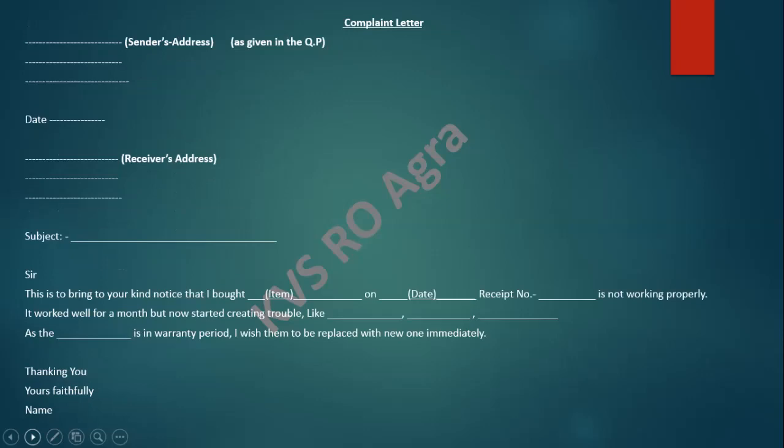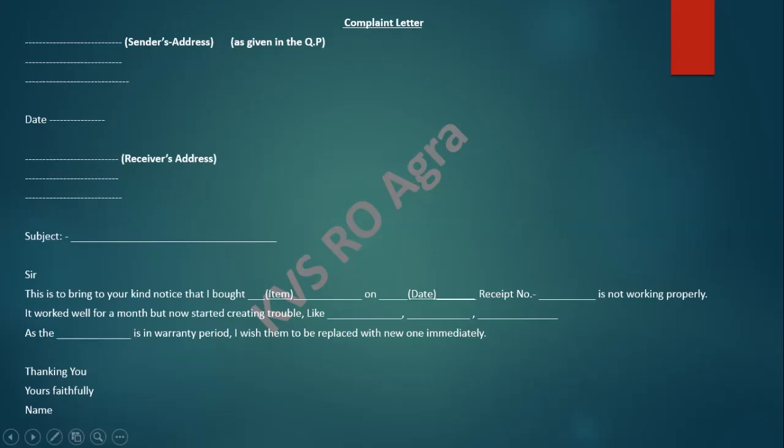Then the third type of formal letter is the complaint letter. Here also you have to follow the same thing: sender's address, then date, then receiver's address, then the subject, where you have to write what complaint you are making, then the salutation. "This is to bring to your kind notice that I bought..." What is the item you have bought, you have to mention here, and the date on which you bought that item also has to be mentioned.